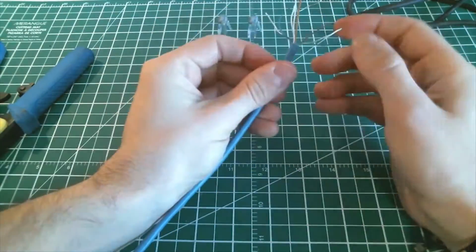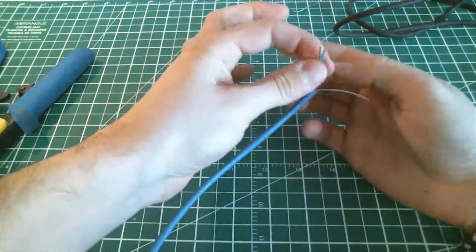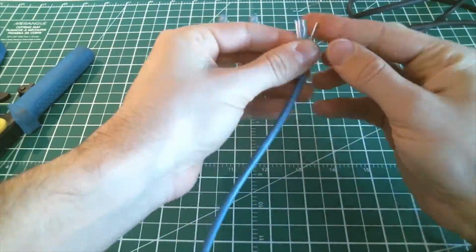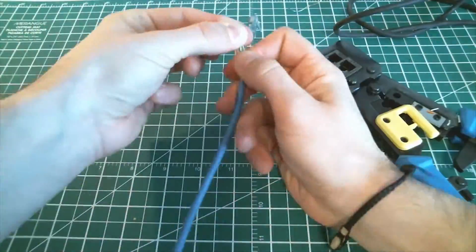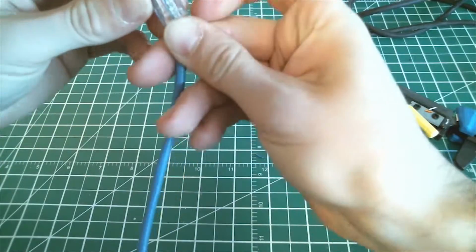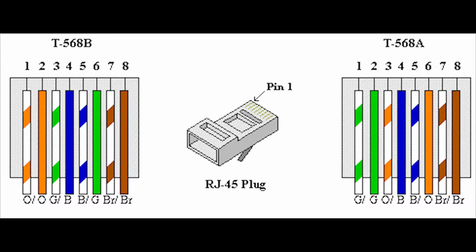So, the easiest way is to place all the wires in the right order and squeeze them in your fingers. Then, cut them all equally to finally slide them in the EZ-Cat5 connector. Note where your pin 1 is so you get your connector the right way.